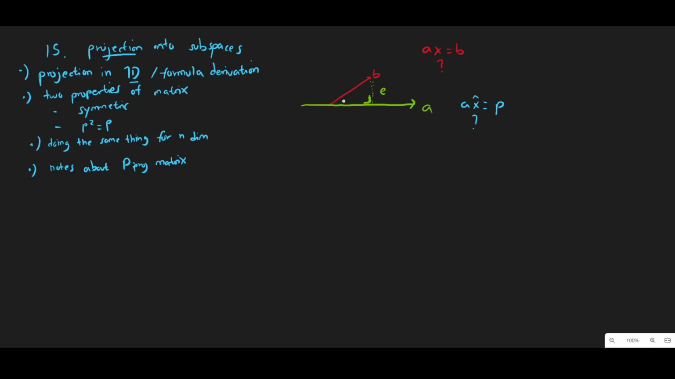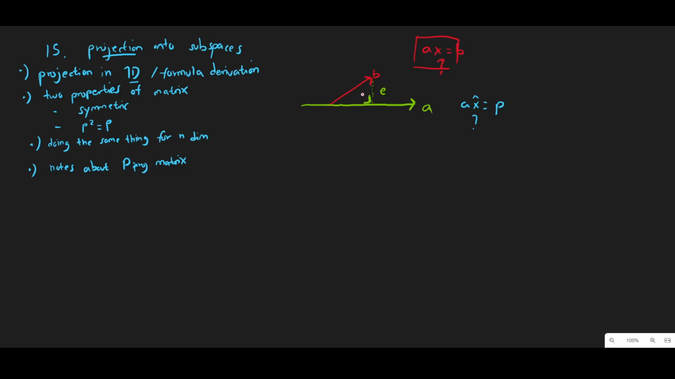So here I have the subspace of A, which is just a line, 1D, and I have another vector b here, which is clearly not in the subspace of A. Our initial goal is to solve the equation Ax = b. I want to find the solution x that satisfies this equation.